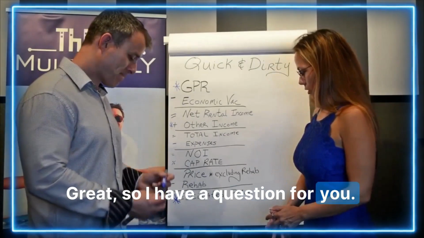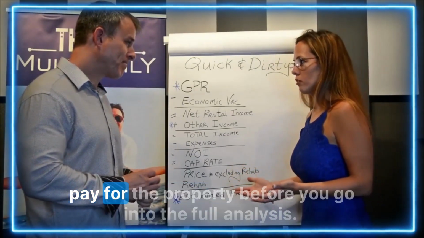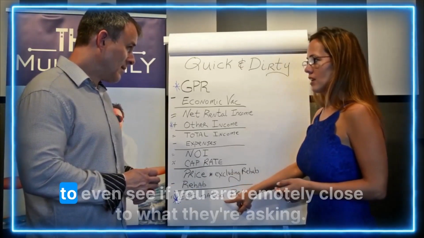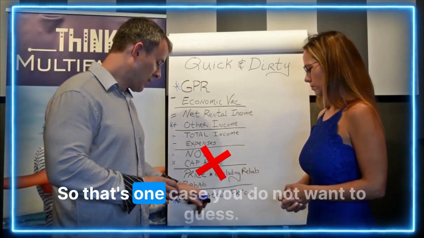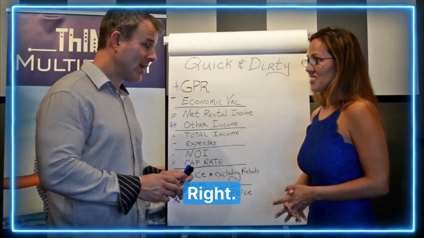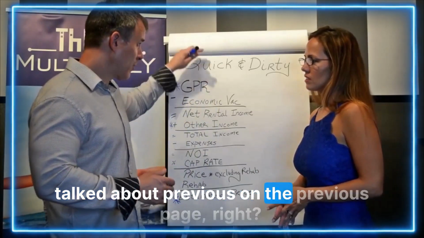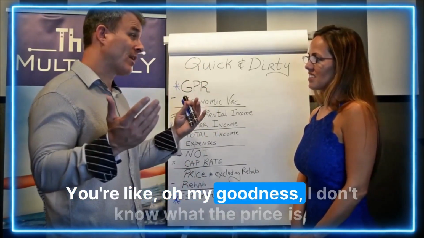Great. So I have a question for you. You said the estimated price is about what you feel you should pay for the property before you go into the full analysis. How do you know what they're asking, to even see if you are remotely close? Right. So that's one case where you do not want to guess. It's not uncommon where the pricing in the OM we talked about on the previous page will have TBD, to be determined. You're like, oh my goodness, I don't know what the price is.